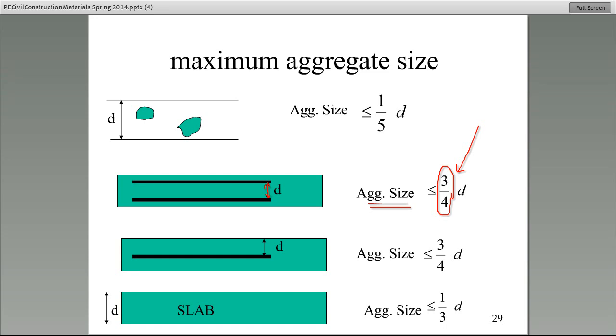Let me tell you how they do it. One way to ask you a question about this is, as I told you, the 3/4, 1/5, 1/3. That could be the criteria they're asking you. However, they could also give you part of a drawing. They could give you a sketch of, let's say, a column connected to a beam, and they give you different dimensions, including the dimension of the connection and the dimension of the slab. And they ask you to decide what the maximum aggregate size should be.